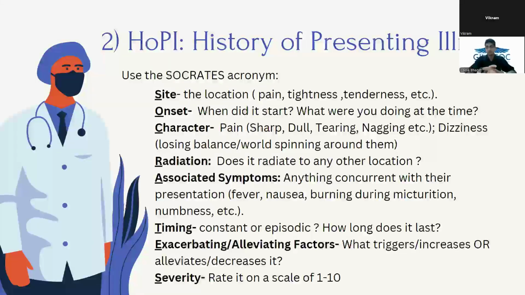Timing. Is it constant pain or episodic? Is it constant dizziness or episodic dizziness? Constant tightness, episodic tightness, very important questions. And how long does it last for?